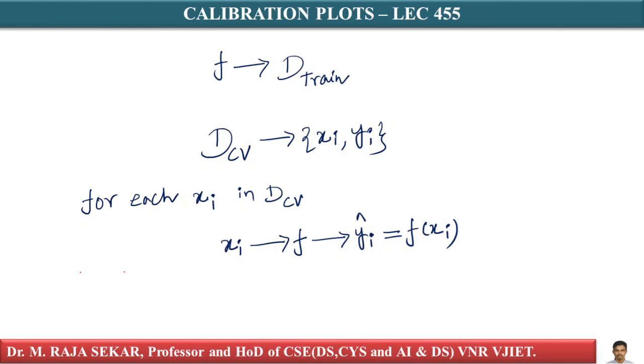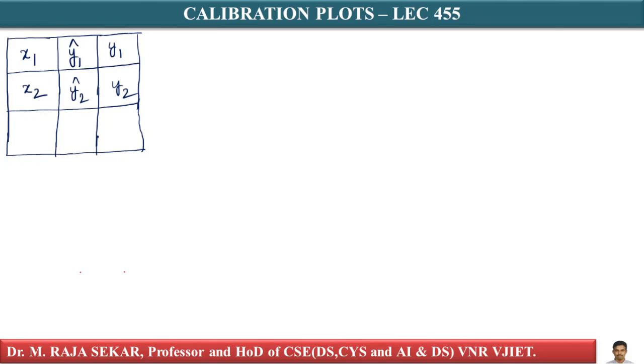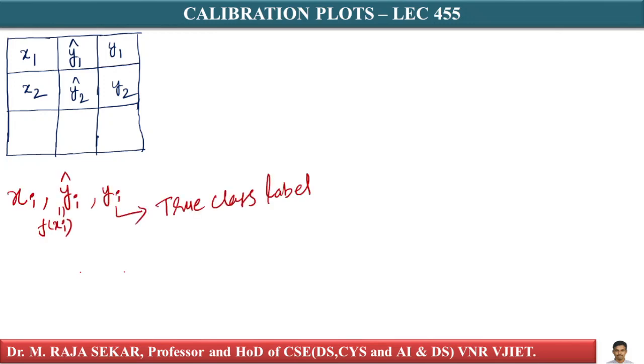So I am trying to construct a data set like this. For each point in DCV, I will construct a table like this. What is this table? Remember, xi comma yi hat comma yi. Remember, yi hat or yi cap is f of xi, what the model returns. Yi is the true class label. This yi hat is the model return value, that is f of xi.